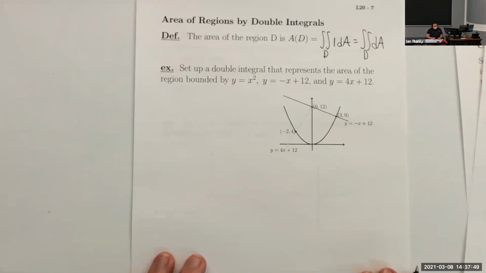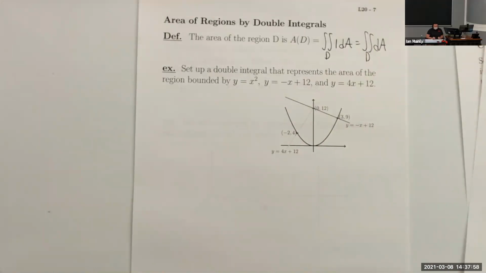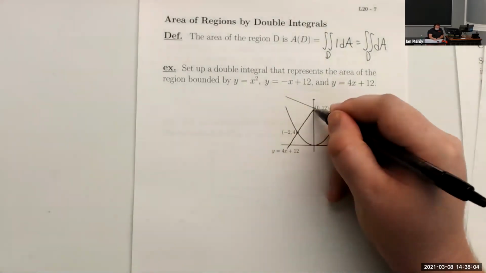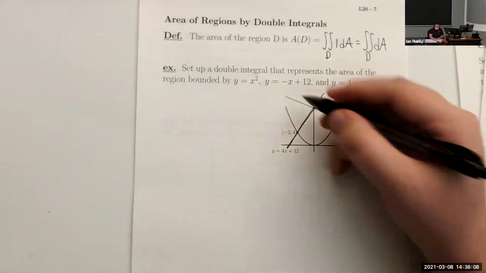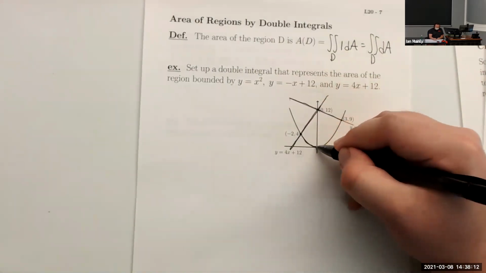All right, so our next task with this in mind is to set up a double integral that represents the area of the region bounded by y is x squared, y is negative x plus 12, and y is 4x plus 12. The printer didn't print off the color version, so here is y is 4x plus 12 shaded in. Here's this, and then here's this.